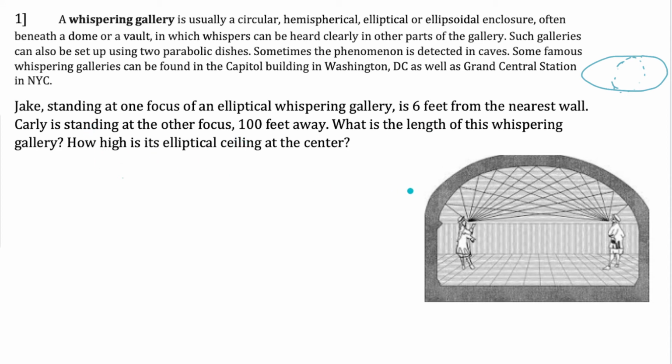So we have Jake standing at one focus of an elliptical whispering gallery, 6 feet from the nearest wall, and Carly is at the other focus, 100 feet away. What's the length of this whispering gallery, and how high is this elliptical ceiling at the center?